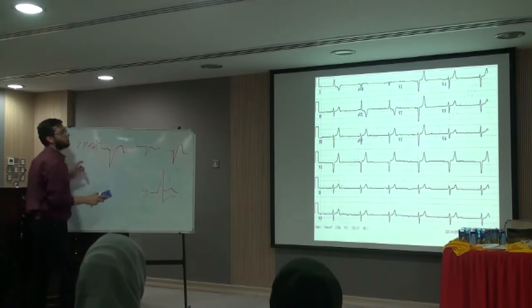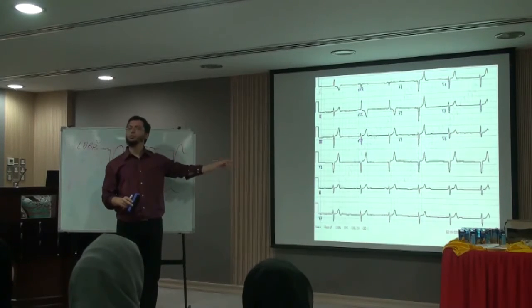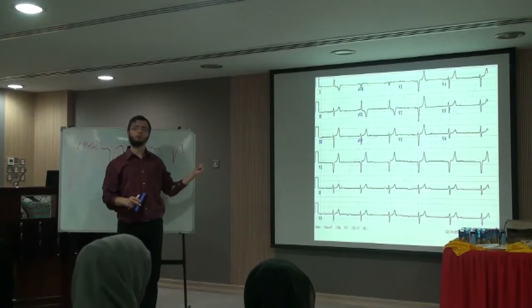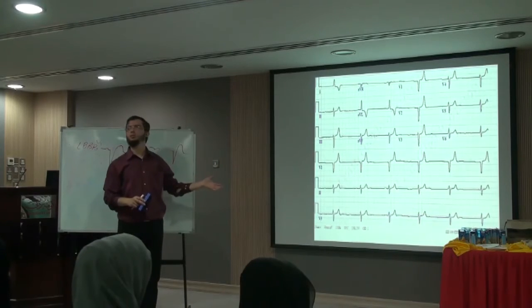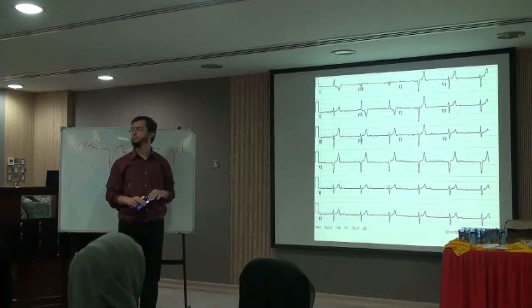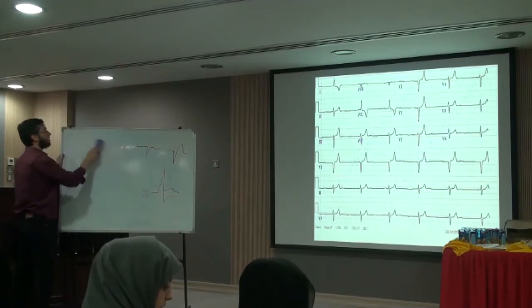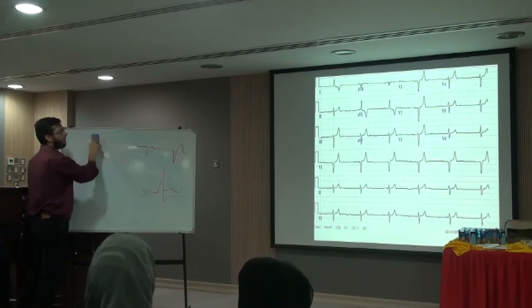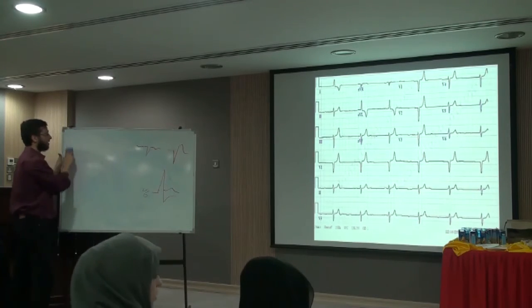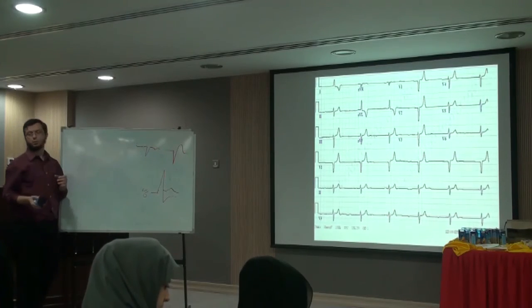What proves what I'm saying is the heart rate. If it were junctional rhythm, what should the rate be? 40 to 60. What is the rate? 30 or 20 something. So this is ventricular rhythm. So this is also another kind of bradyarrhythmia. What are the causes? Again, electrolyte imbalance.